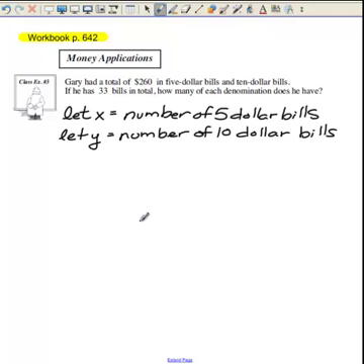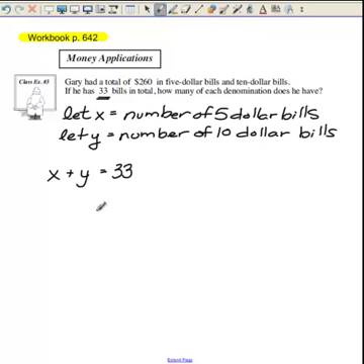Money problems can be tricky because the number of items you have actually each do have a value. So we're going to have to account for that. Let's make an easy equation up first though. I noticed they said he has 33 bills in total. So what I do know is that all of the $5 bills plus all of the Y or the $10 bills altogether makes 33 bills. So I've got one easy equation there.